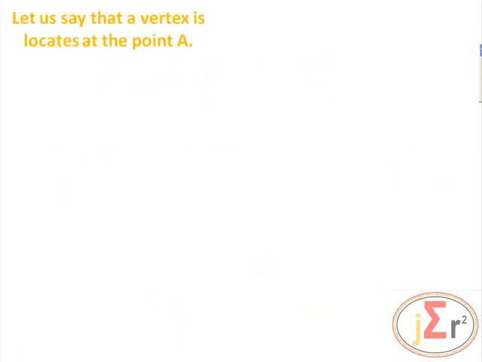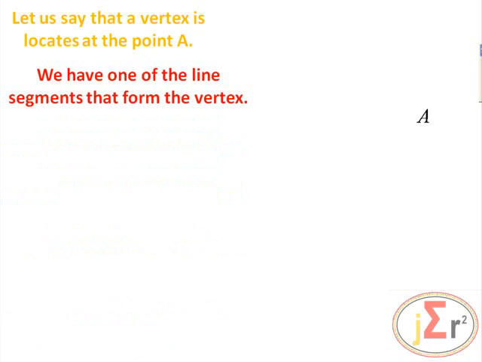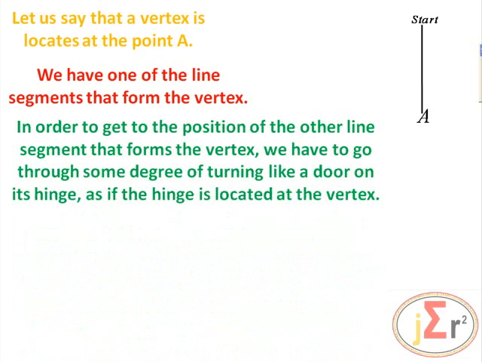Let us say that a vertex is located at the point A. Where is that? Oh, right there. A vertex is located at the point A. We have one of the line segments that form the vertex. In order to get the position of the other line segment that forms the vertex, we have to go through some degree of turning, like a door on its hinge, as if the hinge is located at the vertex.